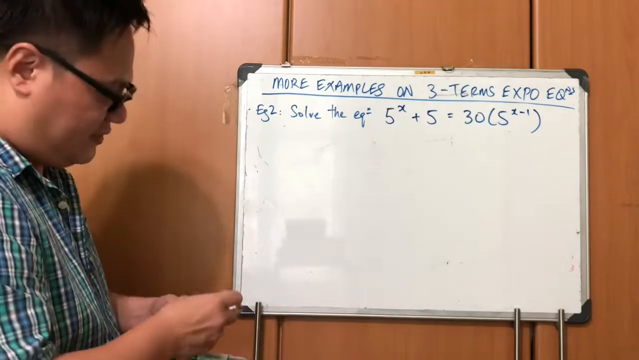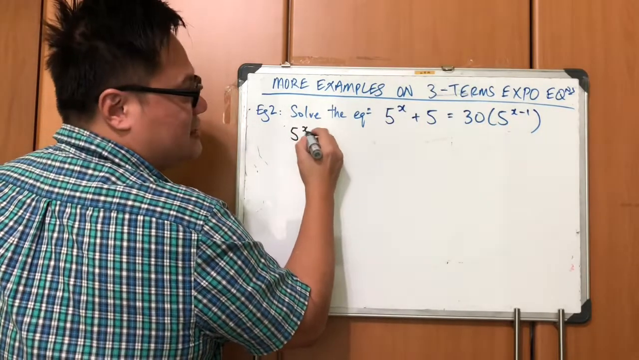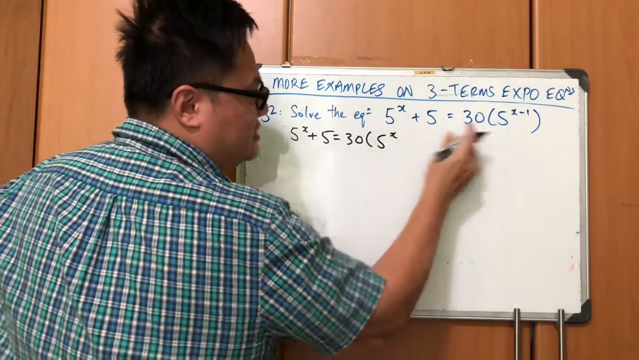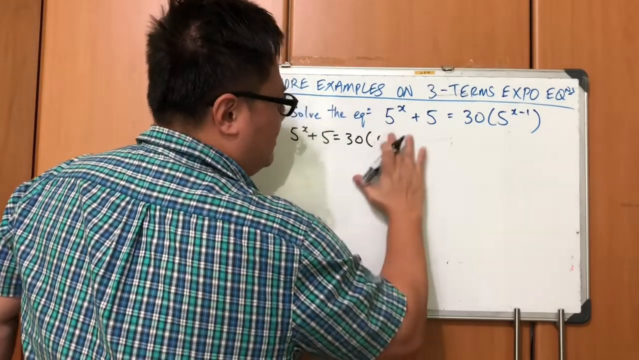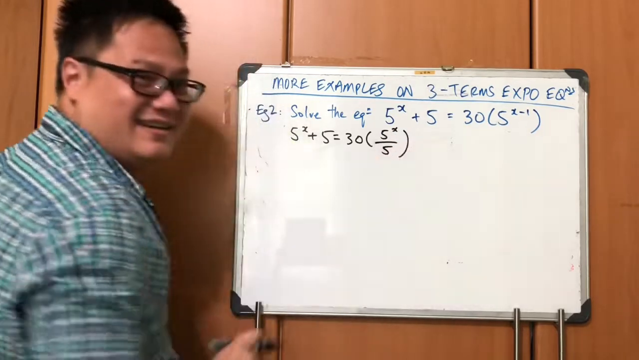So for the start, let me try. I will write everything out again: 5 to the power x plus 5 equals 30 bracket 5 to the power x. Instead of power of minus 1, Mr. Ng can write it this way, right? This is the same as 5 to the power of x over 5. It's the same, right?